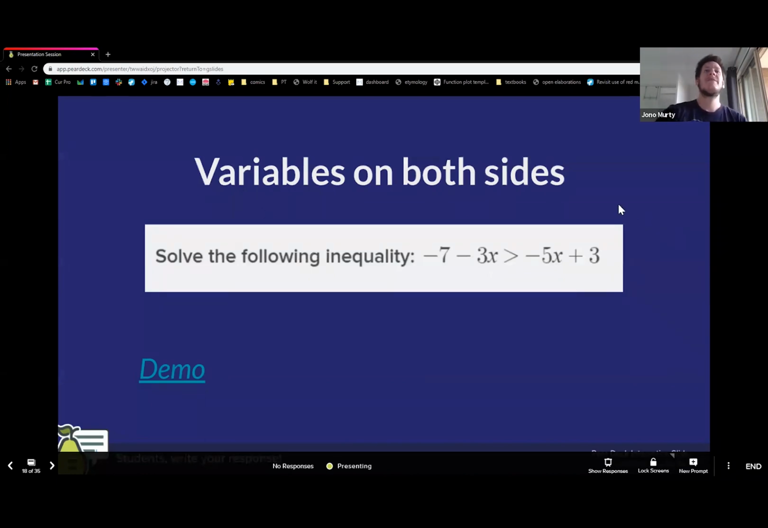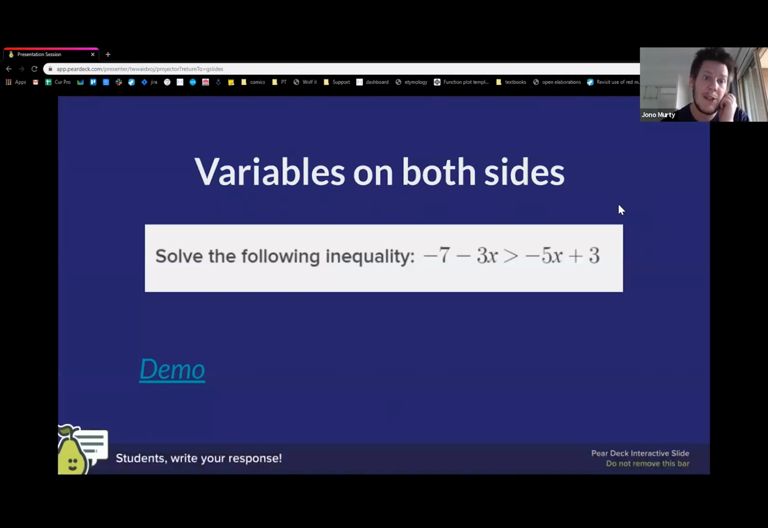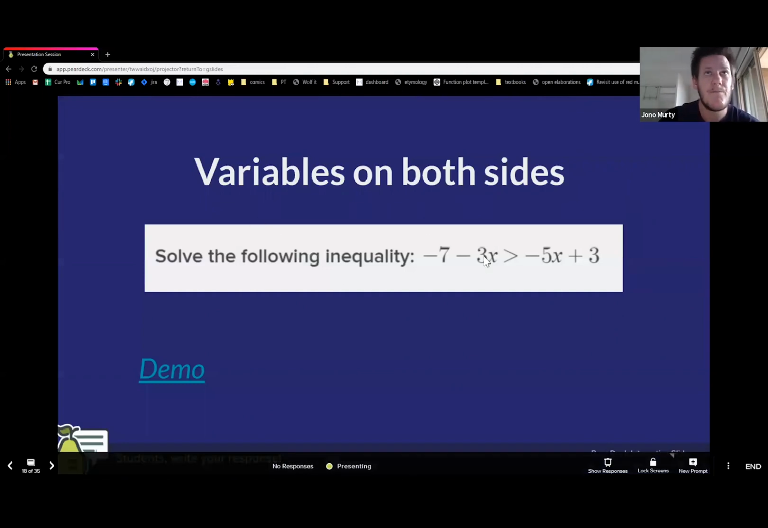Now, this is much harder. We have variables on both sides. There are negatives going on. So be really careful now with your signs. We obviously want to take all of the numbers to one side and all of the terms with x to the other side. Which way you go is entirely up to you. You'll get to the right answer whichever way you go if you do the steps correctly.